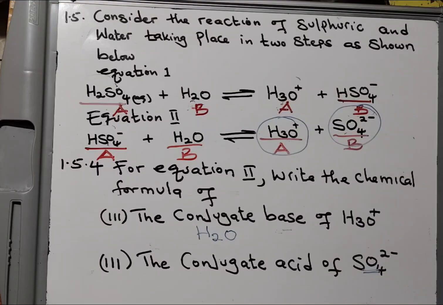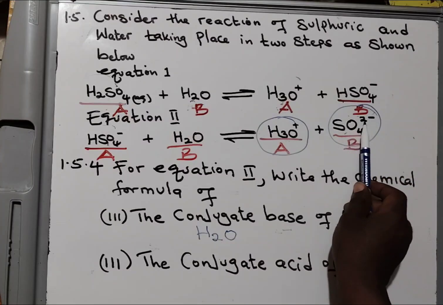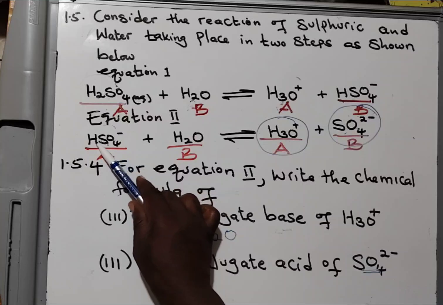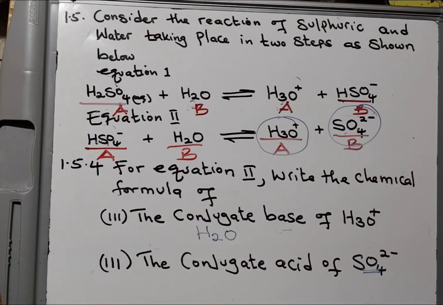So what do you do? You just add one proton to this one. Whatever it becomes is the conjugate acid. So when you add one proton to the sulfate ion, it becomes this. So hydrogen sulfate or bisulfate is the conjugate acid.